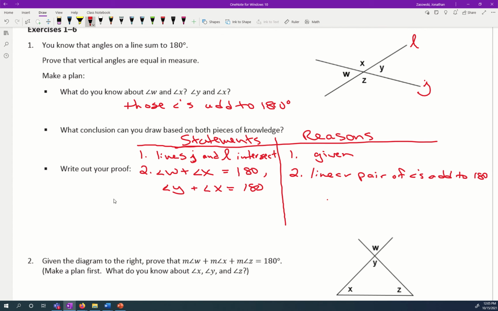Okay, now remember we talked about once I get 2 equations that equal 180, Matt? Yes, so we're going to write down angle W plus angle X. Perfect. Equals angle Y plus angle X.